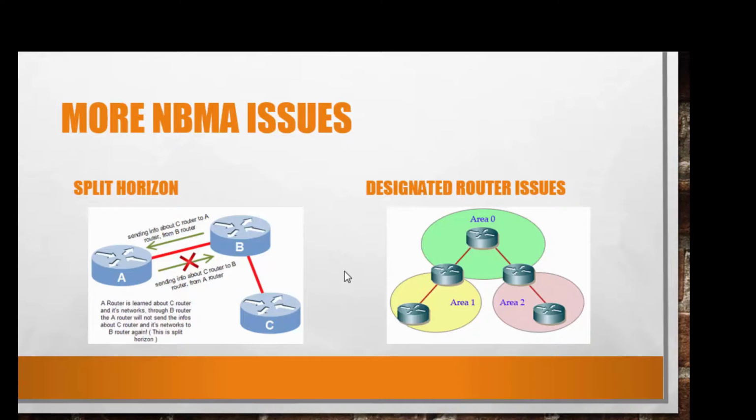So guys, understanding NBMA and understanding network architecture, for a lot of issues and circumstances, is going to be very important before you do the configuration of the network that you have.